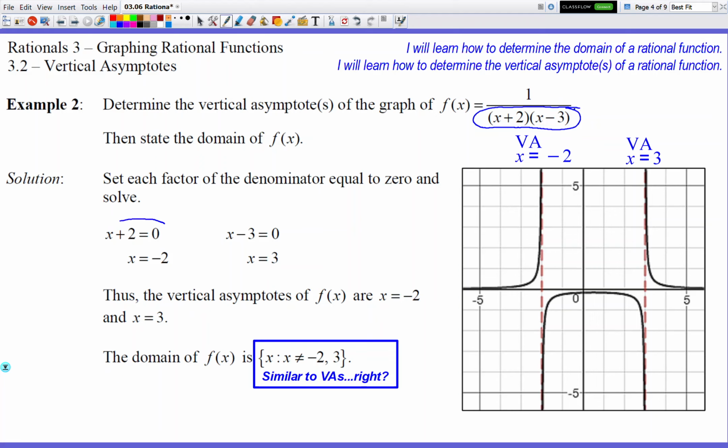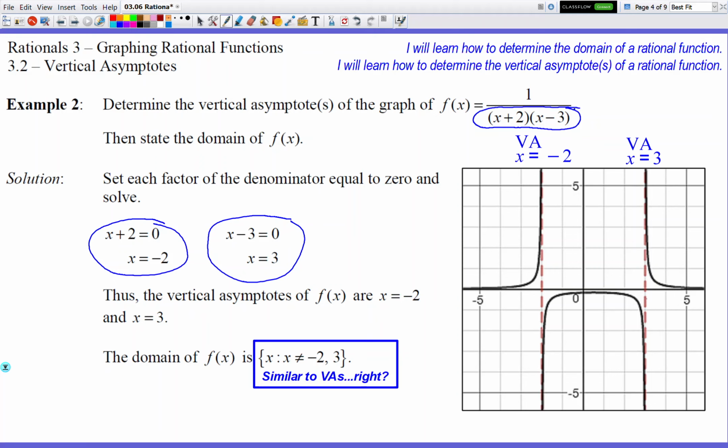When we solve our first parentheses, we're going to get x equals negative 2. When we solve our second parentheses, we're going to get x equals 3. So x equals negative 2, we have a VA at that location. You can see the dashed red line on the left. Then we have another VA at x equals 3, so you see the red dashed line on the right side. This rational function graph has 2 VAs because it has 2 x's on the bottom, which made a situation where we had 2 separate values that could produce zeros, right? We want to try to avoid zeros.